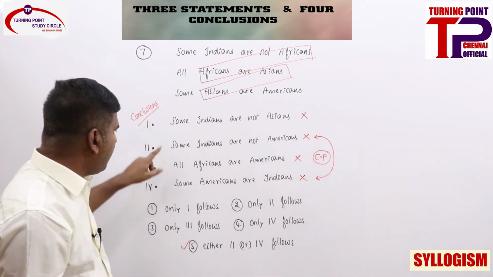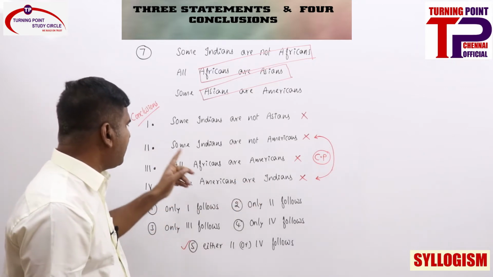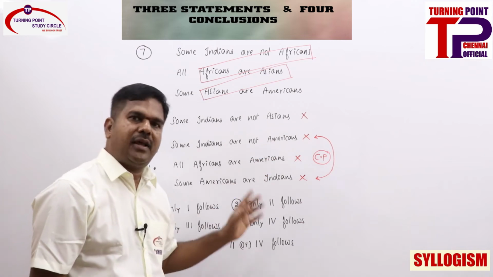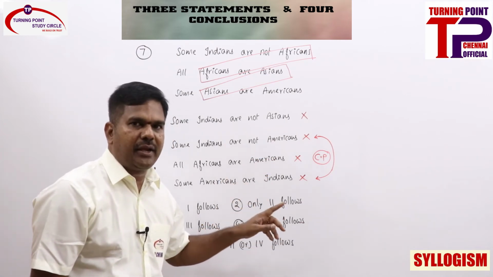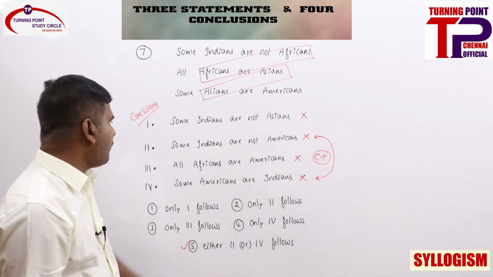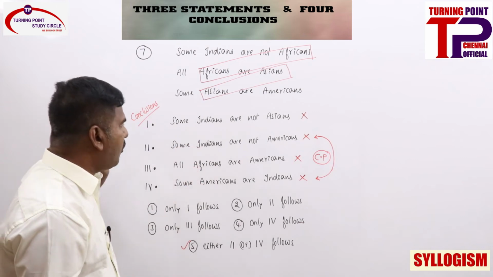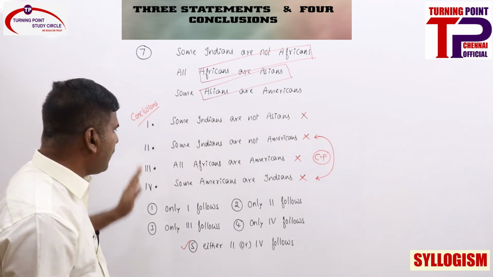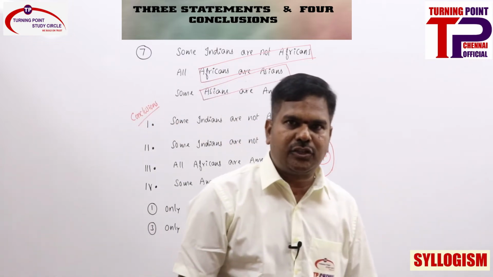While checking this one, you see that 2 and 4 is a complementary pair. Some Americans are Indians, some Indians are not Americans. An IO pair is a complementary pair even if subject and predicate are interchanged. So that is the reason we are going ahead with 2 and 4. You won't be getting anything else, right? So only either 2 or 4 follows. Clear? Shall we go ahead with the next question?